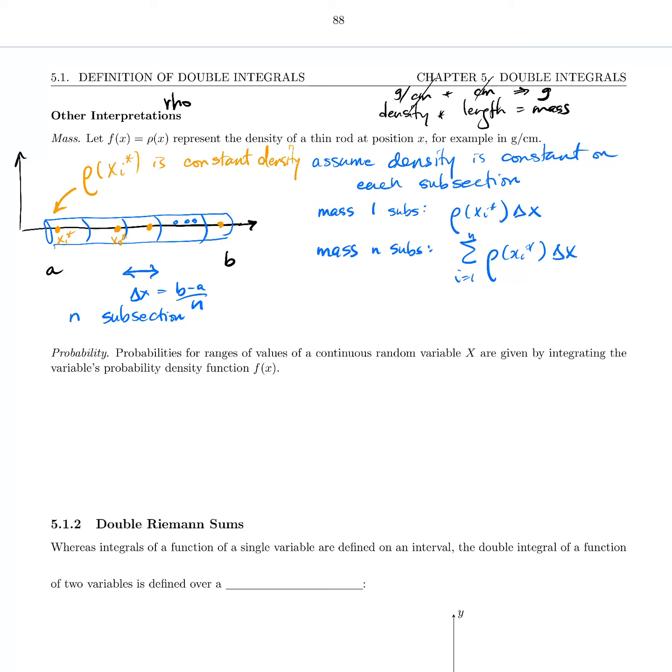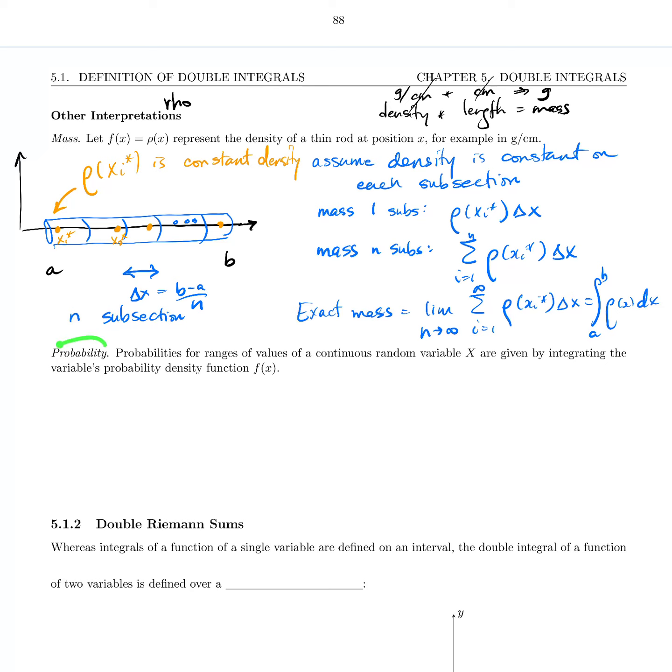Now I want the exact mass, and so I'm going to take the limit as n goes to infinity. So that's going to be the exact mass. And you see that what we have here is exactly the same kind of definition of the definite integral. That's the integral from a to b of the density function, dx. So the interpretation in this context is that the integral gives us exact mass, not exact area. So that's the second interpretation.